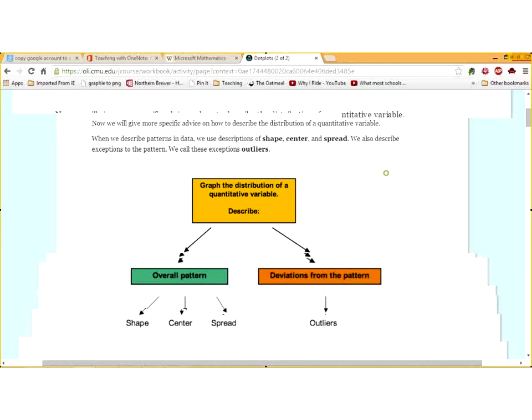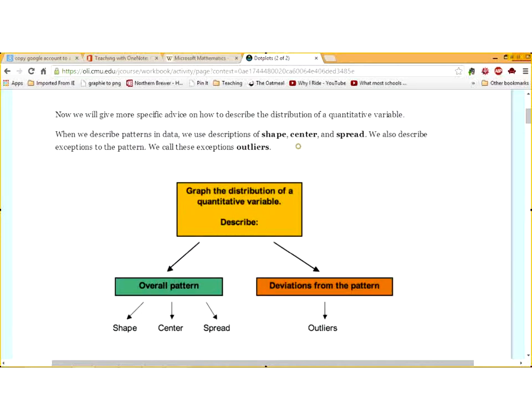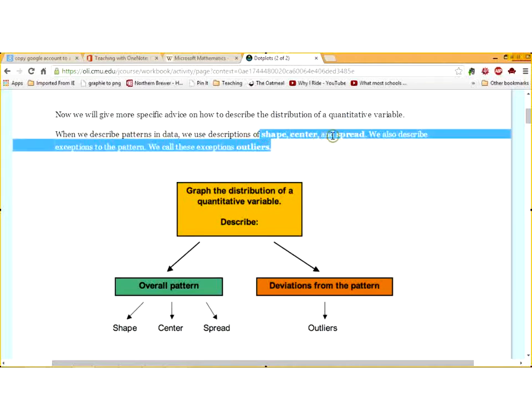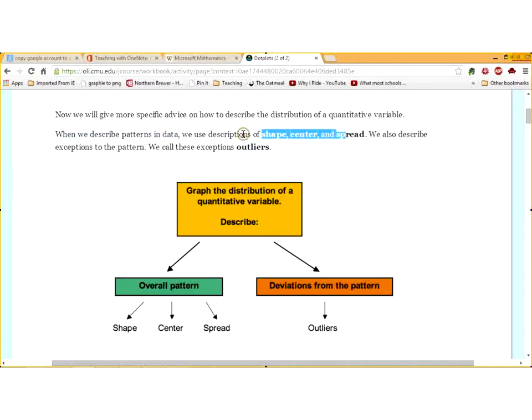So now, let me make this a little bigger. We're looking at a dot plot. We're looking for some certain characteristics of the data, and there are 4 main ones. If you look at the in-class notes that I post online, this is also there. Shape, center, and spread. And then the last thing is we look to see if there are any outliers.